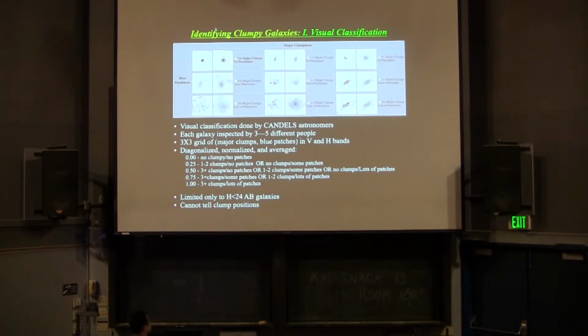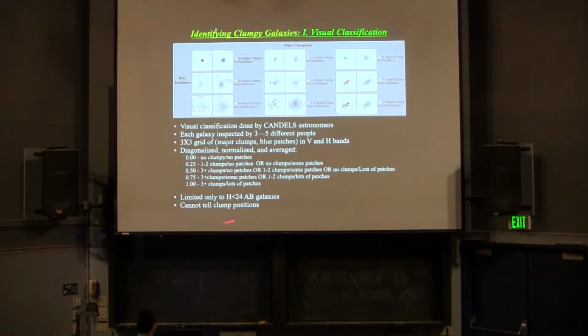And then we collapse this matrix into a single score for each galaxy. 0 means nothing, 0.25 means a couple of clumps or a couple of patches. And all the way to 1 means many clumps and many patches. So this value is called clumpiness. And the disadvantage of visual classification is that it is only limited to very bright galaxies with H band magnitude brighter than 24.